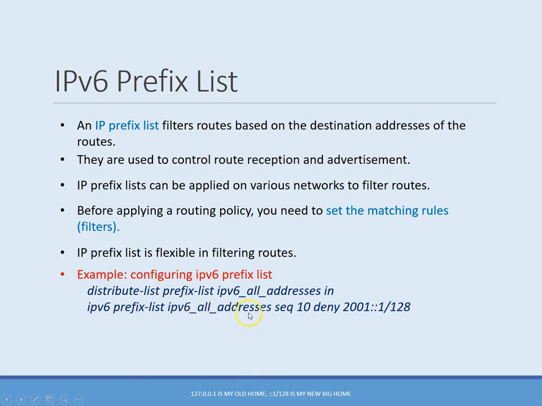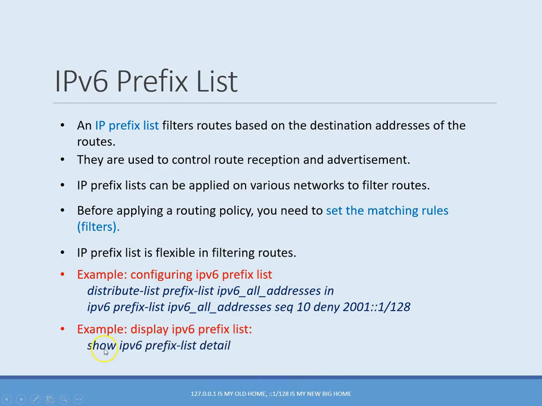For example, here in this IPv6 all addresses prefix list that is created in this command, we enter the first entry for the prefix, which is 2001:1/128. This prefix we need to deny in a router, and we give this entry sequence 10. You can permit or deny any prefix by adding a new entry to the list.